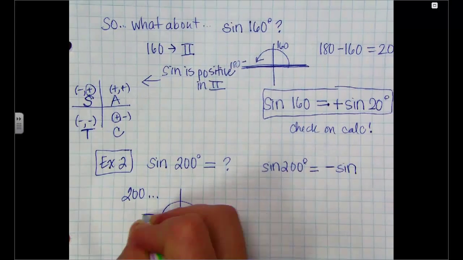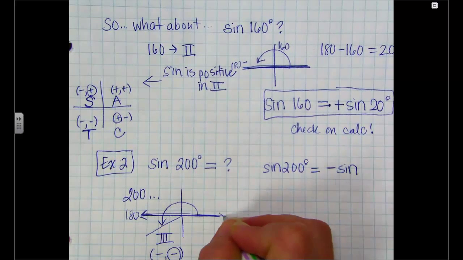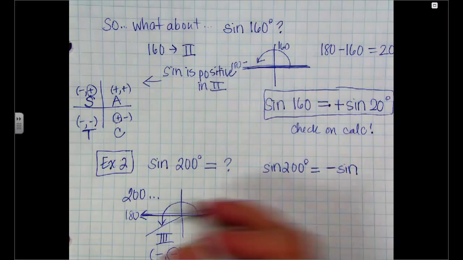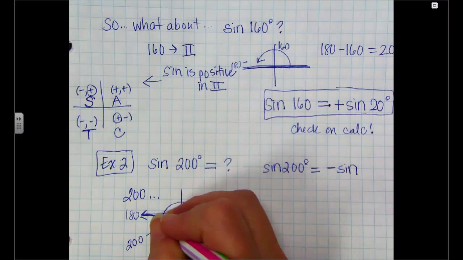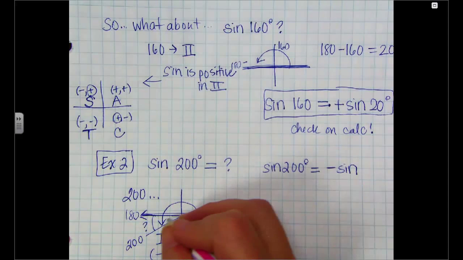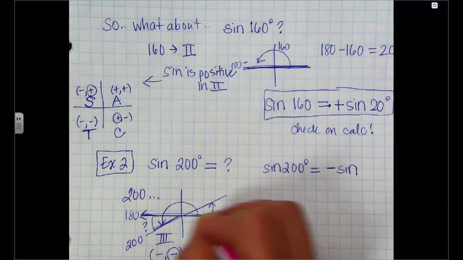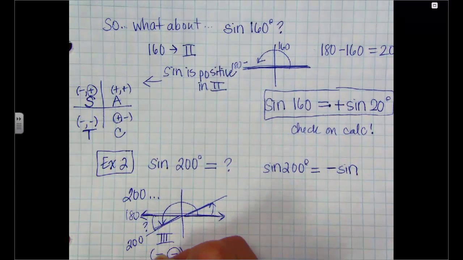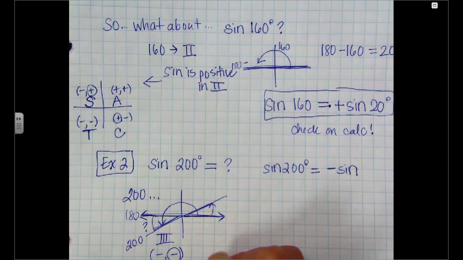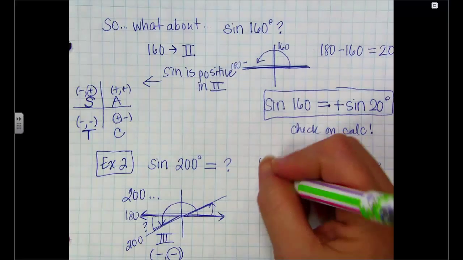And now we have to figure out how far away 200 is from that magic 180 line. And the quadrant 3 rule is take the angle you were given, 200, and subtract 180 from it, and that will tell you that we're 20 degrees away. And so its quadrant 1 reference angle is 20 degrees. 200 minus 180 is 20. So the sine of 200 degrees is equal to the negative sine of 20 degrees.